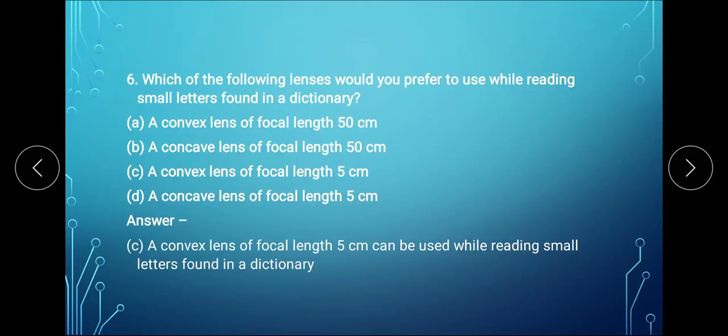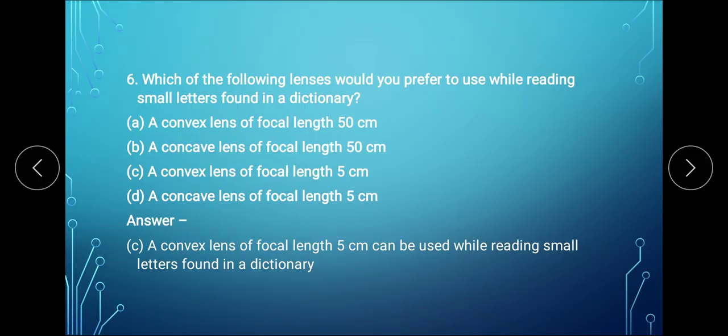Students, we will continue with the chapter and exercise of light, and we will proceed with question number 6. Please read the question. The question says, which of the following lenses would you prefer to use while reading the small letters found in a dictionary? Option A, a convex lens of focal length 50 cm.